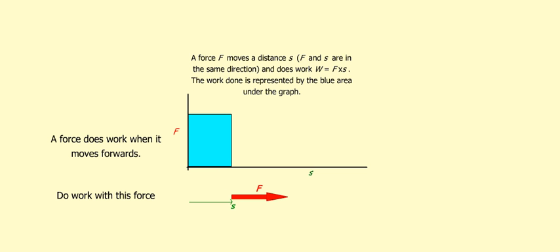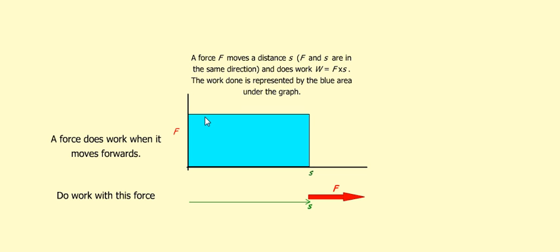Now if we keep applying that same constant force through a greater and greater distance, we can see that we do more and more work. And in all cases, as we apply the force, the amount of work done is given by the area under the graph. The calculation would be very easy if the force were constant and the displacement were known, because the area under the graph is found by F times S.